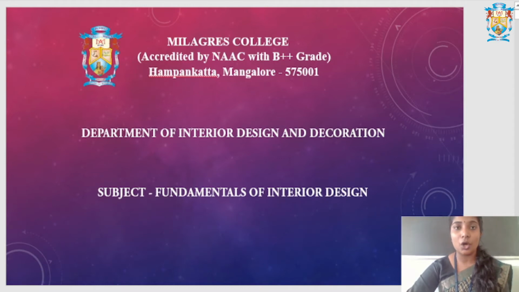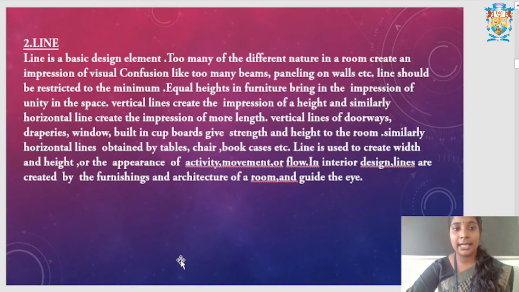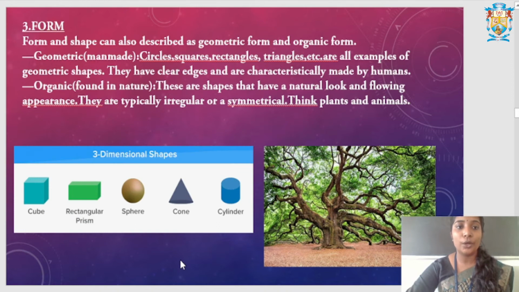Last class we saw what the elements of design are. The elements of design are point, line, form, texture, space, pattern and color. We saw what a point is, what a line is, and the types of line. Today we are going to see what form is. So let's see what form is.